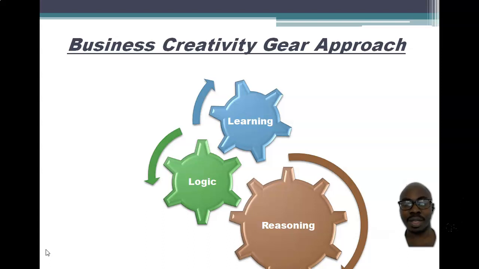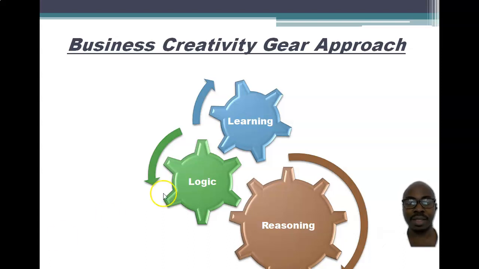So what the Business Creativity Gear Approach does is help you take your idea from the learning stage, that is, from learning about the industry you want to go into, right down to coming out with a unique business model. Take, for instance, when you start your vehicle, first you put it in gear one, then gear two, and gear three. As the vehicle accelerates, you change the gear. So that's the concept the business creativity gear approach is based on.